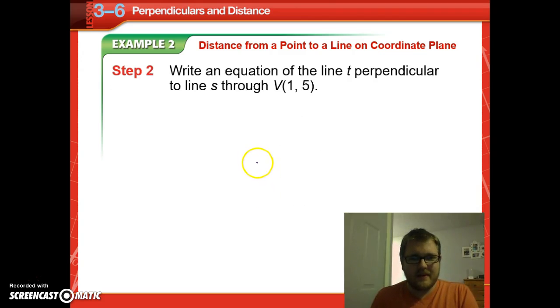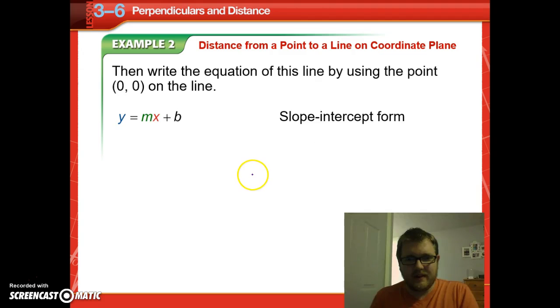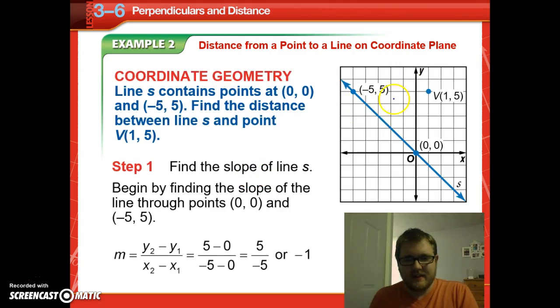Our second step is we want a line perpendicular to S that runs through (1, 5). So if we go back to our original line here, it needs to be perpendicular, so it's got to be this line. I could have drawn that a little better, but it's got to be this perpendicular line that goes straight from the point to the line. Notice I curved it a little bit, but we want it to go straight there.